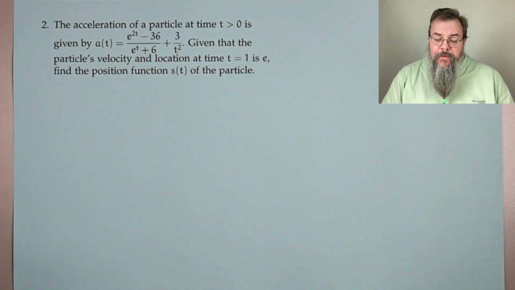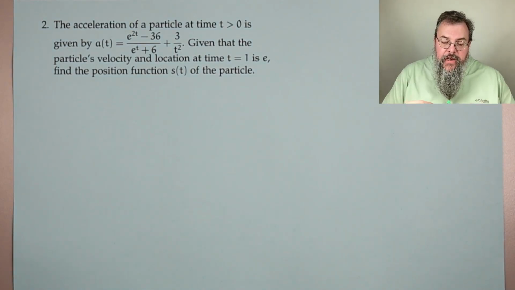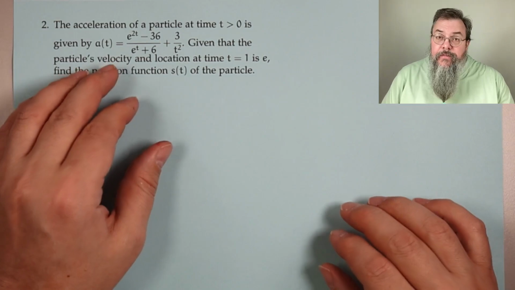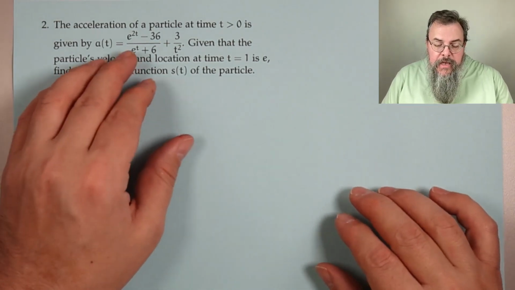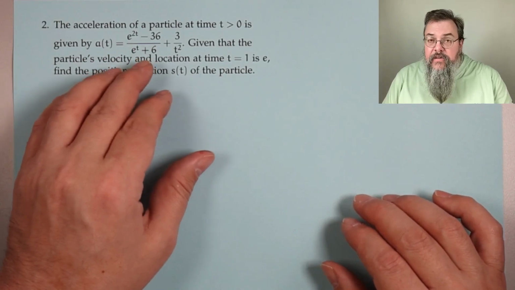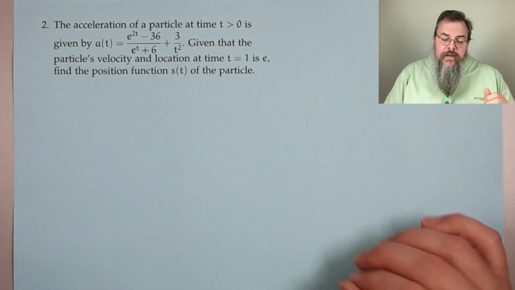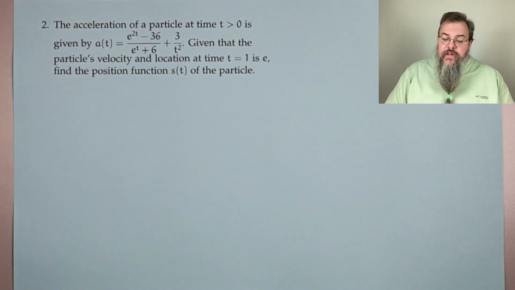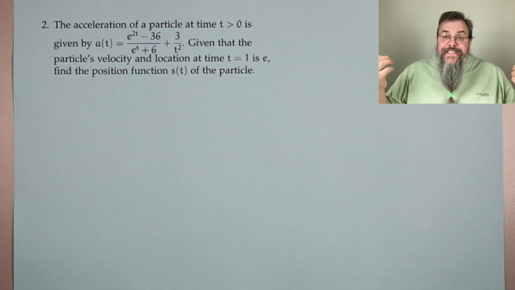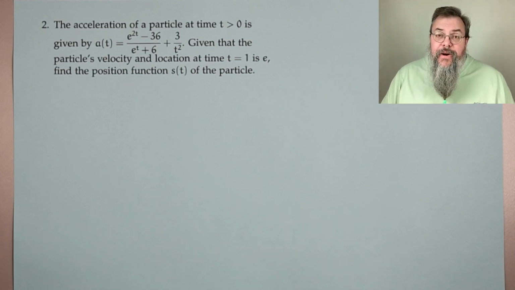The acceleration of a particle at time t greater than 0 is given by the following. A of t, so a for acceleration, e to the power 2t subtract 36 divided by e to the t add 6 plus 3 over t squared. Now, given that the particle's velocity and location at time t equals 1 is e, find the position function s of t of the particle.